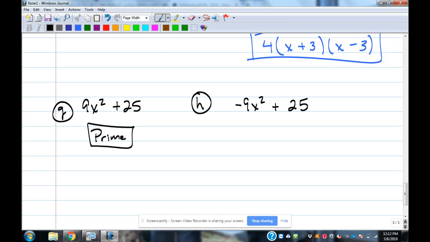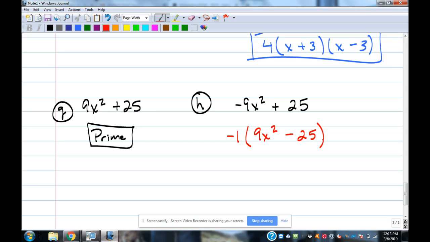One does. What kind of 1 can I pull out to get the negative off of the 9? If I pull out a negative 1, that's going to make that positive 9x squared. And what times negative 1 gets me positive 25? That's a minus 25 there. That turns it into a difference of squares by factoring out that negative 1.